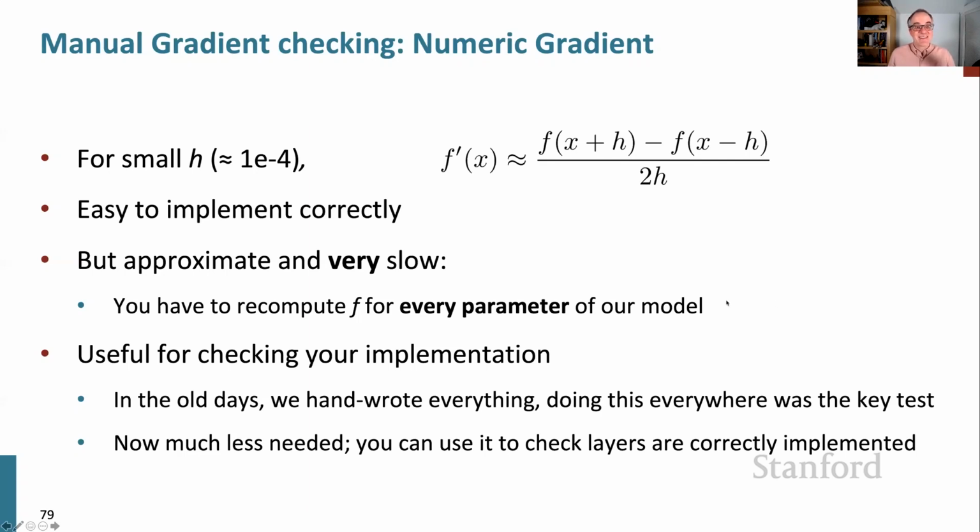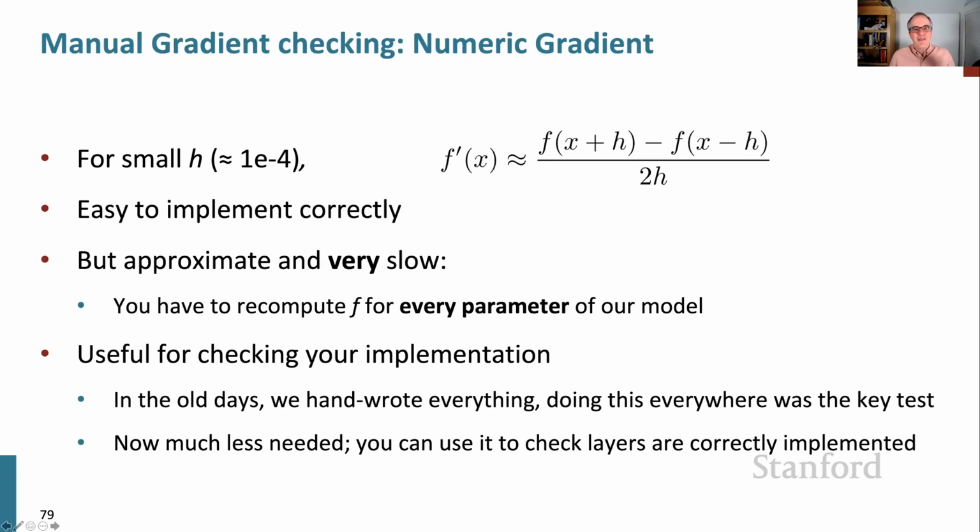So calculus is a good thing to know, but it can be really useful to check that the right values are being calculated. In the old days when we hand wrote everything, this was kind of the key unit test that people used everywhere. These days, most of the time you're reusing layers that are built into PyTorch or some other deep learning framework, so it's much less needed. But sometimes you're implementing your own layer and you really do want to check that things are implemented correctly.